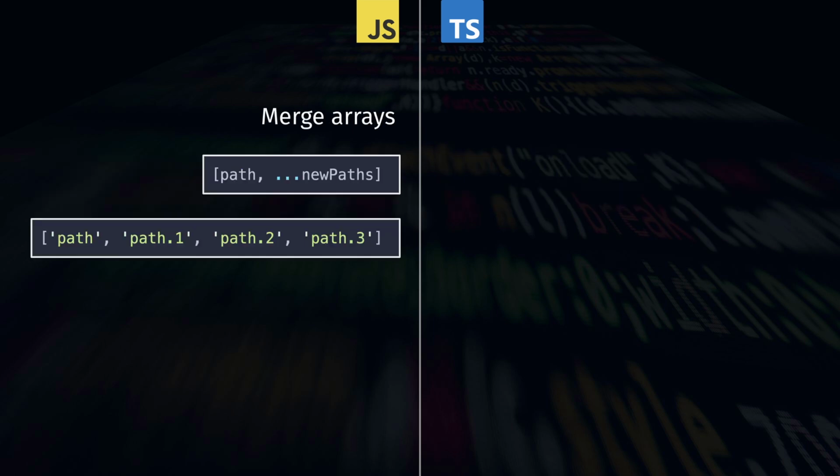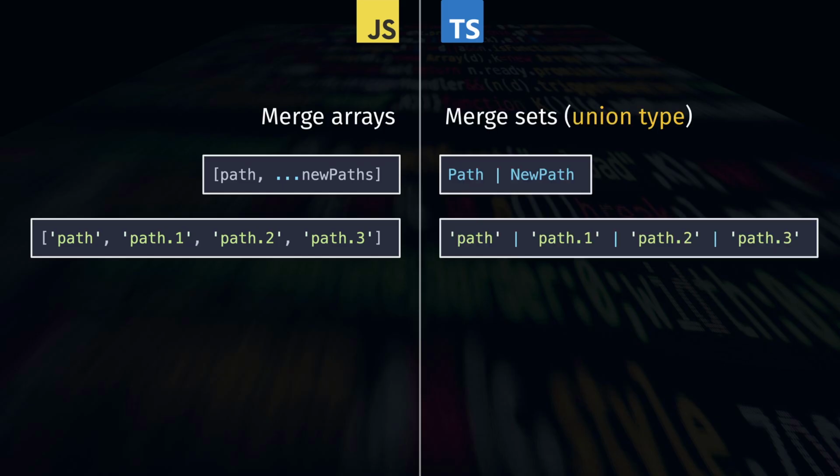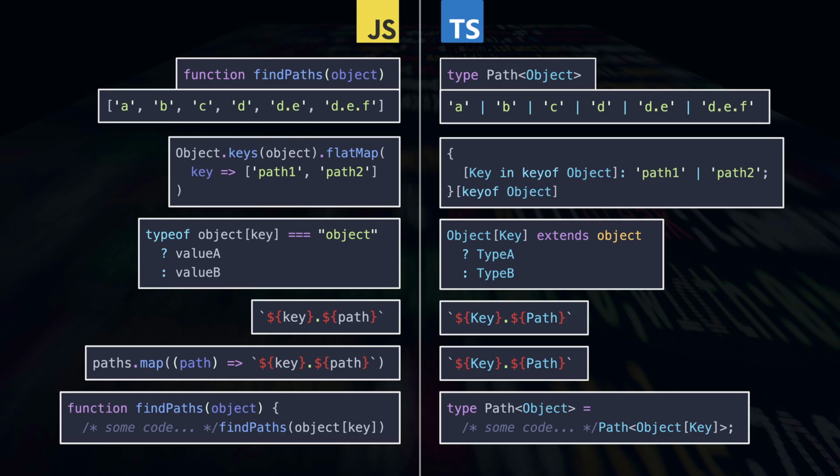Lastly, merging results. In JavaScript, it's array concatenation. In TypeScript, a union type merges two sets into one. These are all the features we compared between the two languages. I hope you can appreciate how similar the syntax is between most of them.